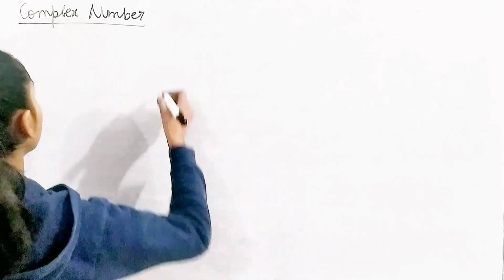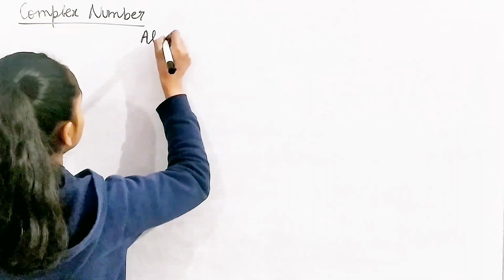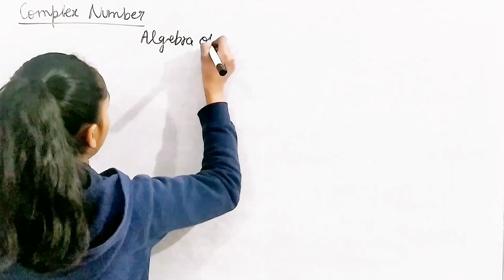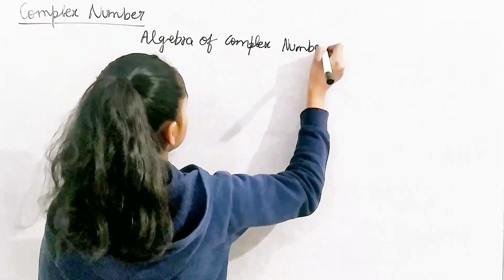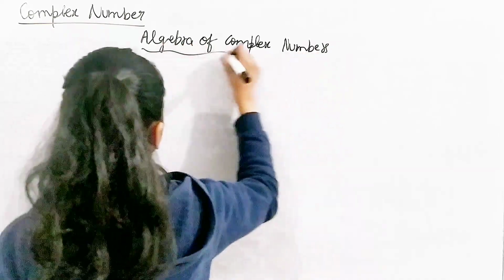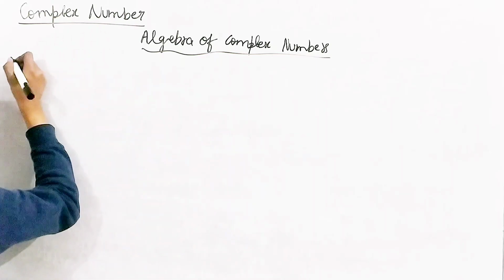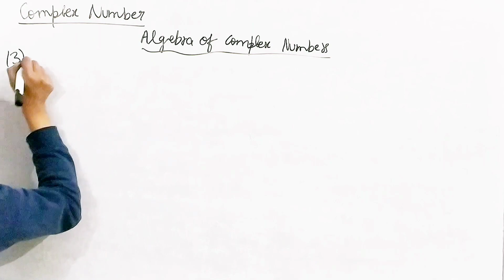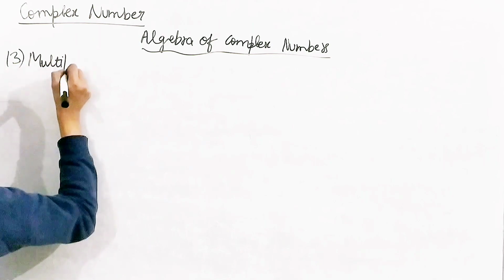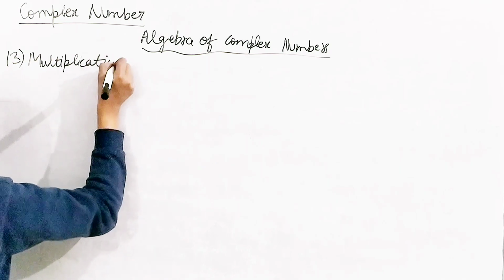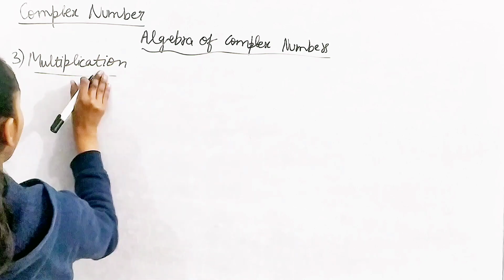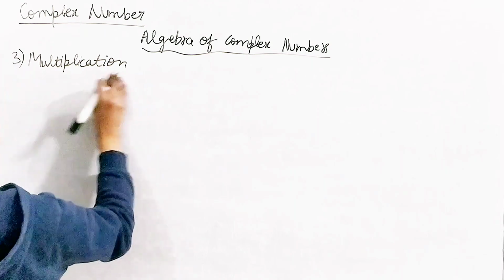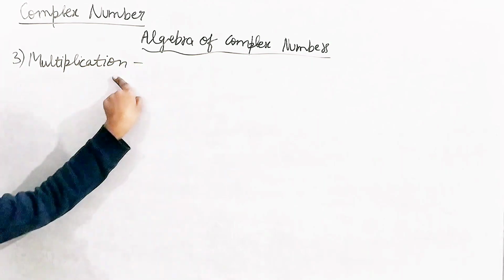So first of all, let me write the heading. What is it? Algebra of complex numbers. So the third operation, which is multiplication. Third is our multiplication.